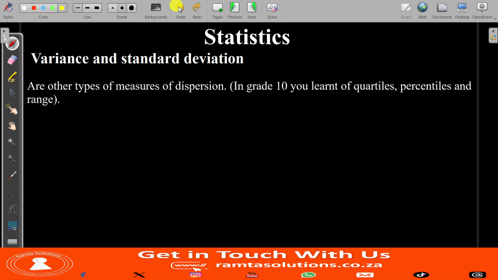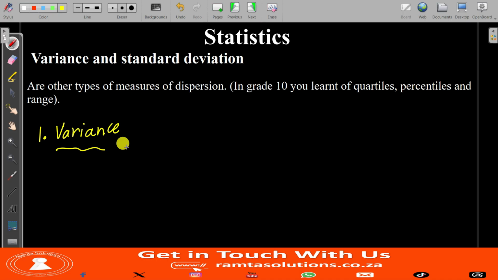Now, we are going to look at each and every one of them before we do an example. So I'm going to give you a brief on variance and a brief on standard deviation, of course also giving you some formulas as well. Let's begin with variance.